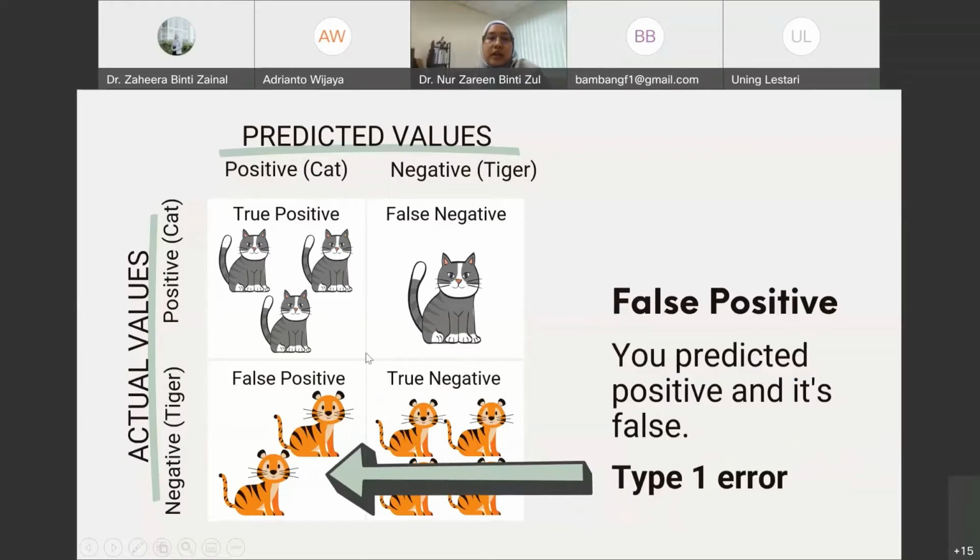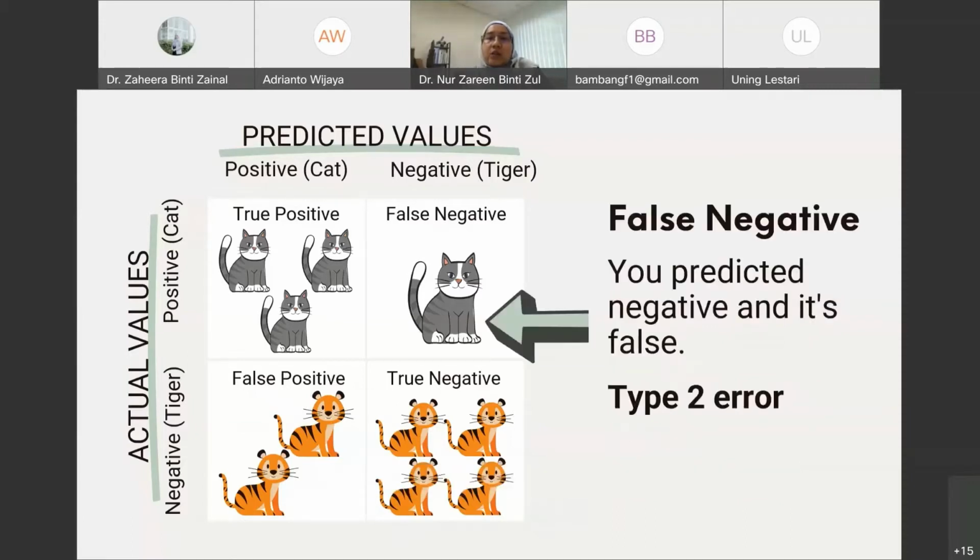And then we have these other two, false positive and false negative. False positive happens whereby you predict as positive. So you look at the second part first. You predict as positive and it is actually false, meaning that it is not true. You predict it as positive, but it is actually negative. So that is what we call false positive. So in this case, you predict it as a cat, but in actuality, it is a tiger. So we consider this as false positive. False positive is what we call type 1 error. I will explain further on this error later on.